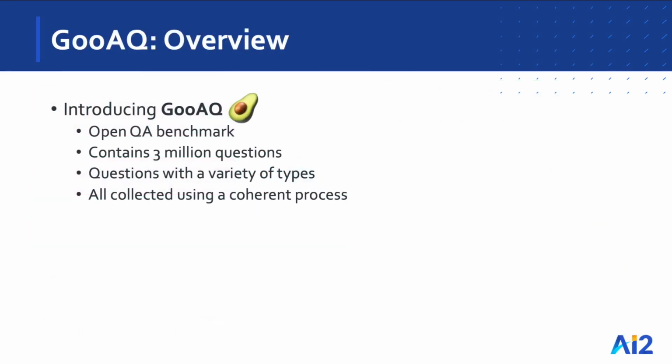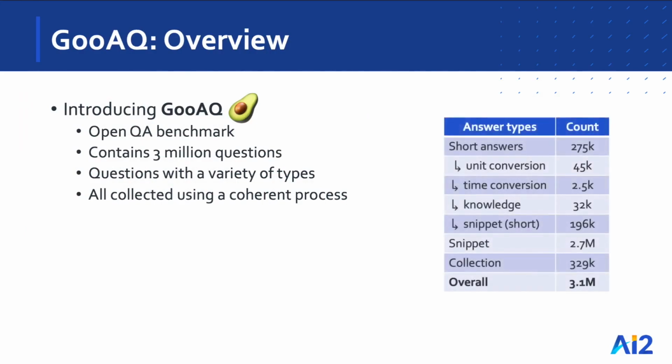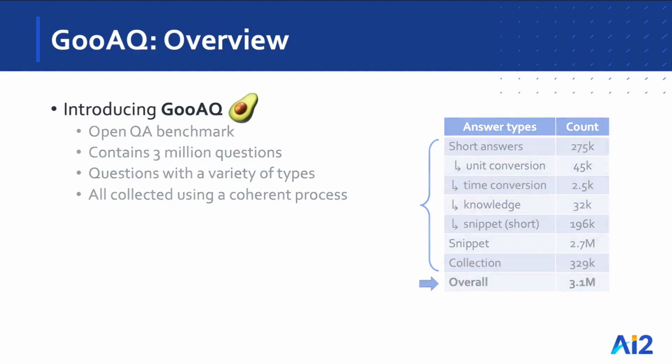Motivated by this, we introduced GooAQ, which contains questions with a variety of answer types within a unified dataset and collected using the same coherent process. GooAQ contains 3 million questions with snippet or collection answers or a variety of short answer types. Let me give you a brief description of how we collected GooAQ.